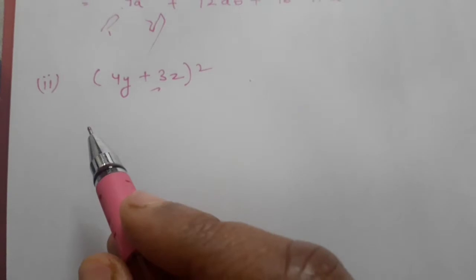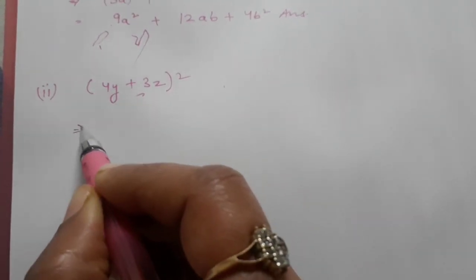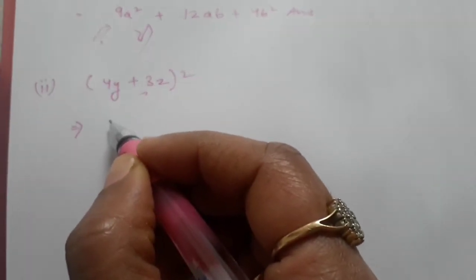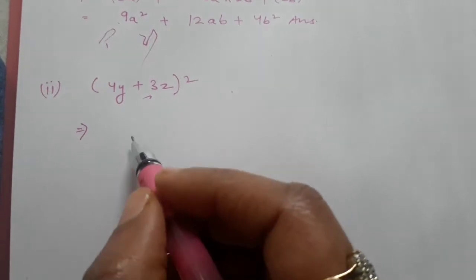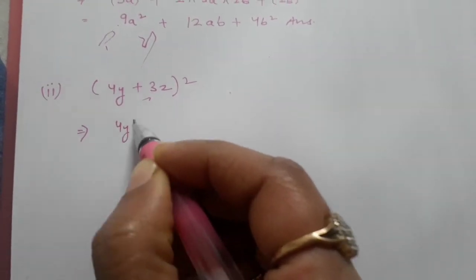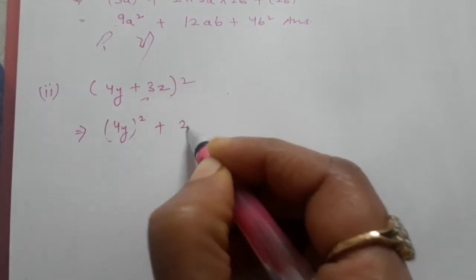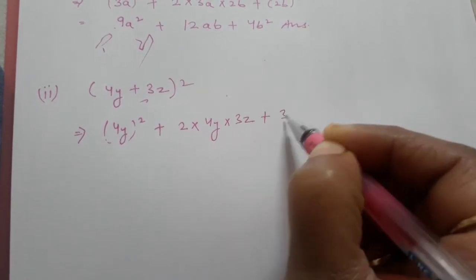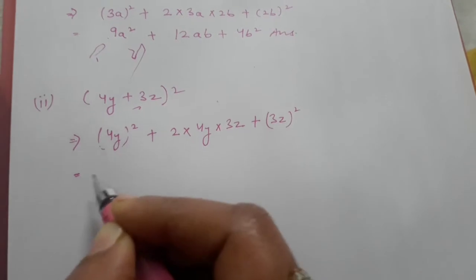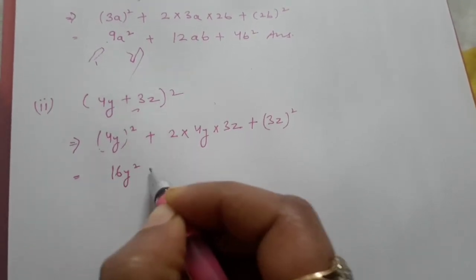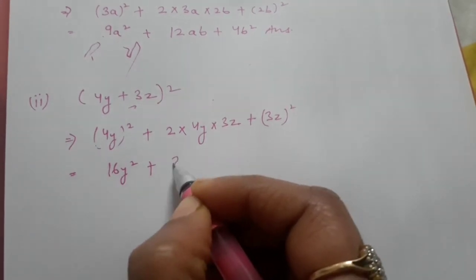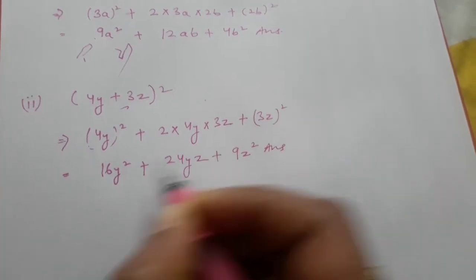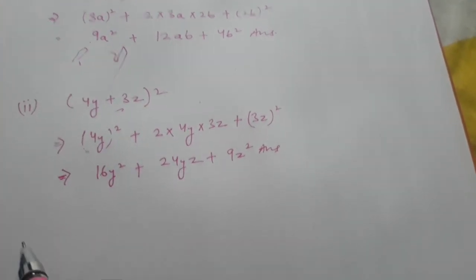The second part is 4y plus 3z whole square. I have explained the identity earlier, so we will directly put the values in the identity. 4y square means a square plus 2 into 4y into 3z plus 3z square. So it would become 16, 4 4s are 16, y square, plus 2 4s are 8, 8 3s are 24, yz, plus 3 3s are 9, z square. So this is our answer for the second part of question number 3.